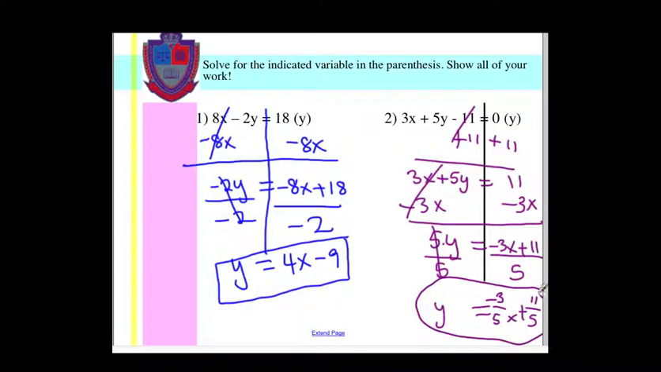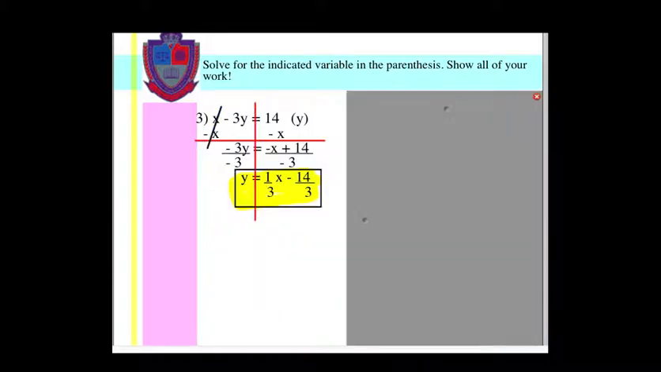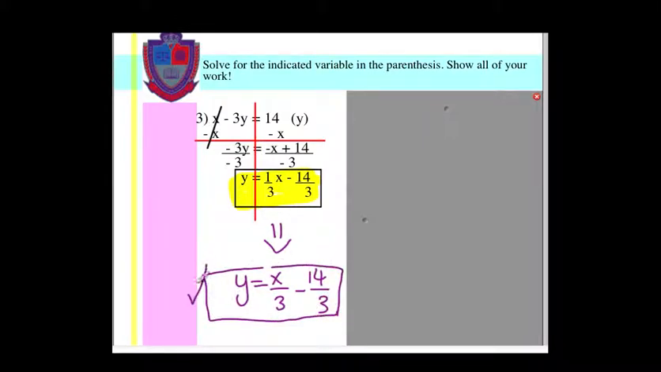That's my final answer. Now, I want you to go ahead and try the next one on your own. Pause the video, then check your answer. This actually is the same exact thing as y equals x over 3 minus 14 over 3. Same exact thing. Either one of these will work. So let's go ahead and try number 4 by yourself and see what you get. Solve for the indicated variable.